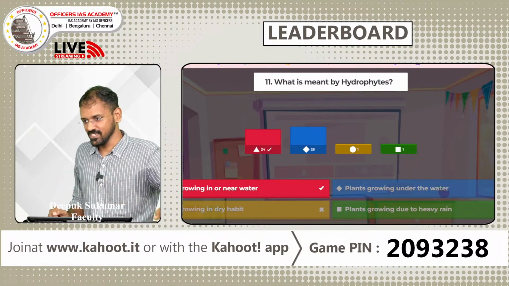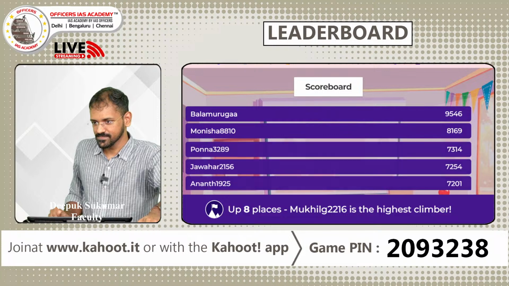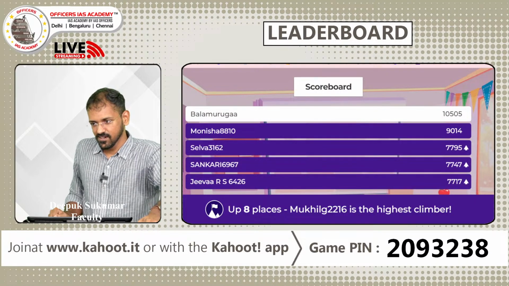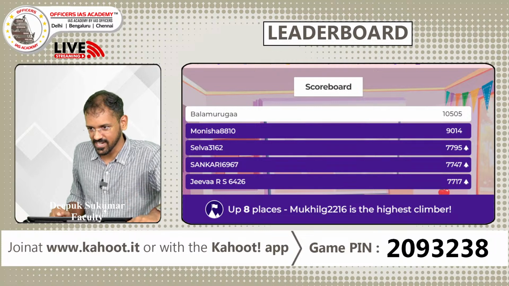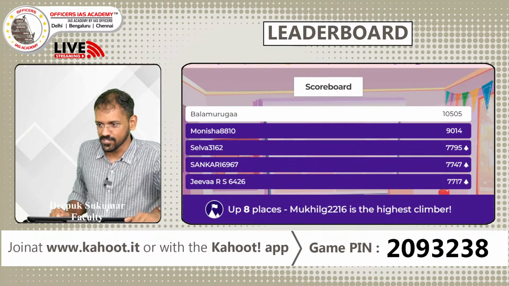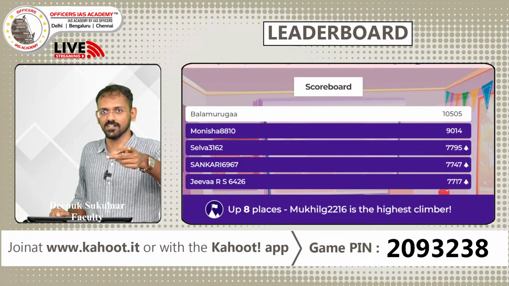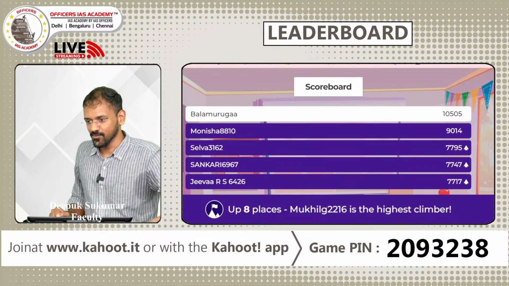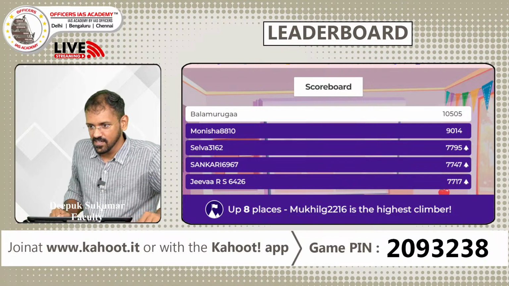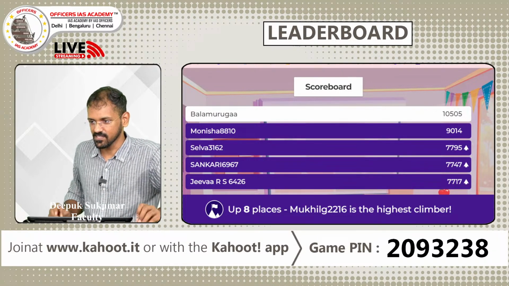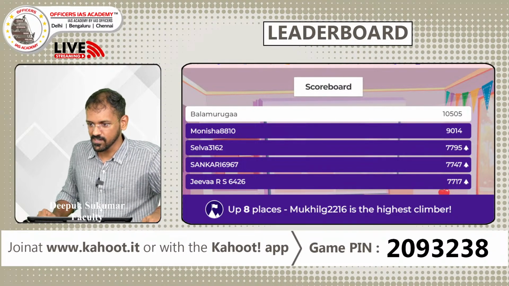Okay, let's see what the scoreboard looks like. Okay, Balamurgan somehow retained his position. Monisha second again. Ponna, unfortunately you've moved down, but still I think the 14th question is a double point question. I hope you get that right and again move up, but a lot of new names in the list. Jiva has suddenly appeared in the top. Very good. Okay, let's move.